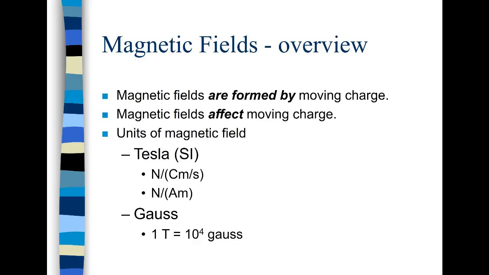The unit is the Tesla, and that's going to be newtons per coulomb meter per second, which we can break down to newtons per amp times meters. But a common unit that you'll see for magnetic field is the Gauss, and 1 Tesla is 10 to the 4th Gauss.